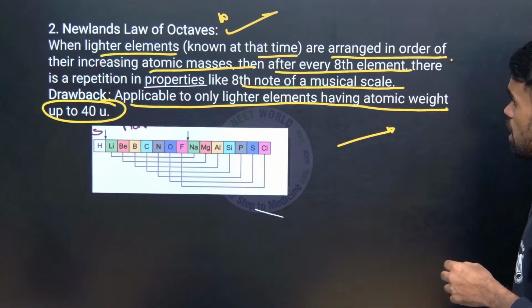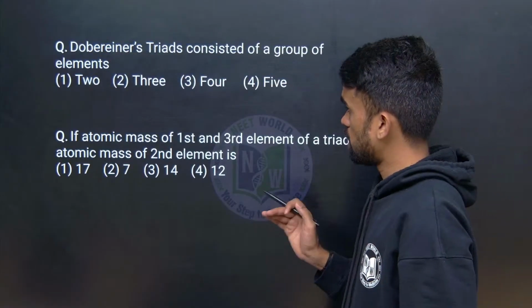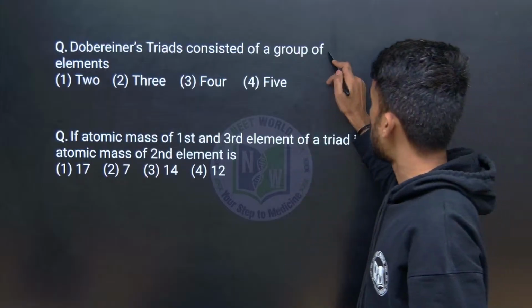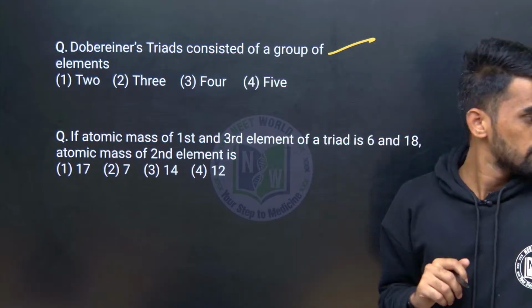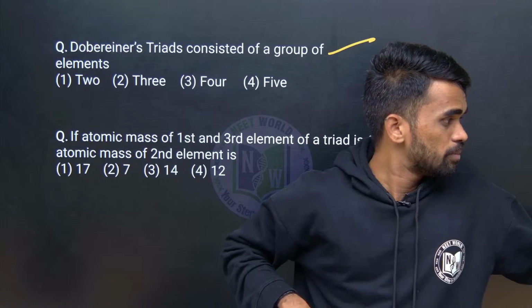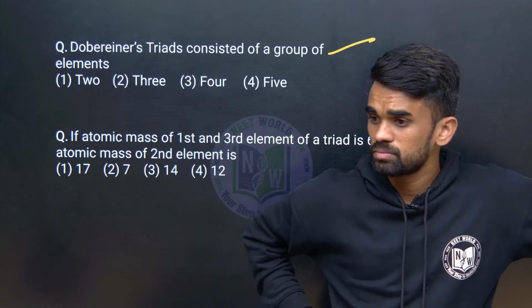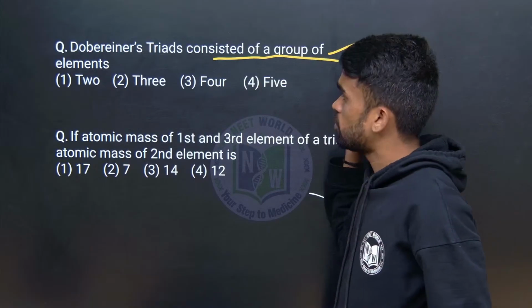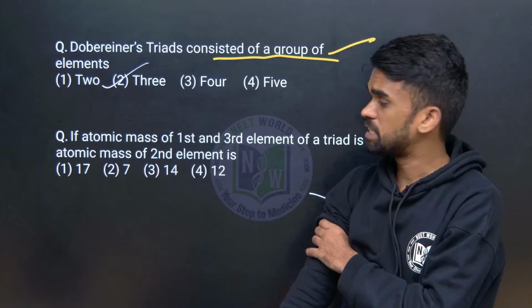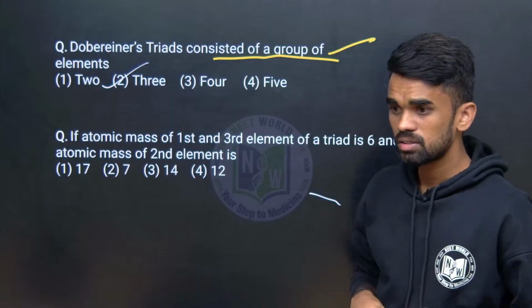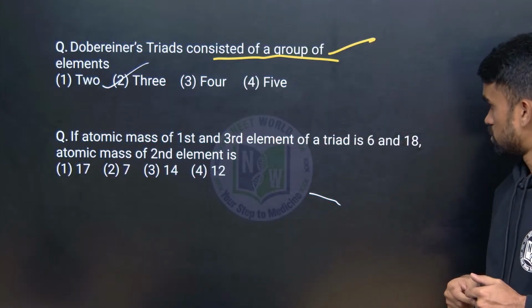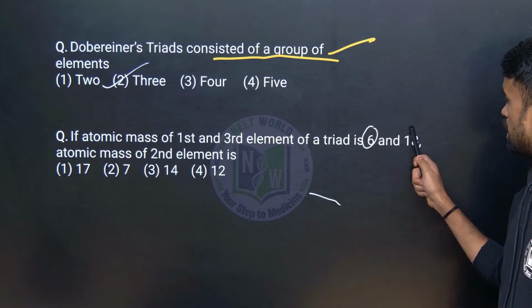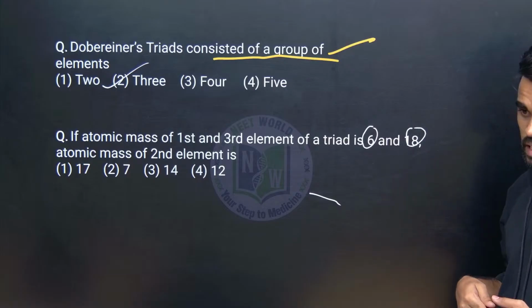Then next, we will go to Mendeleev. Before that, tell me the answers for these questions. Easy answers, tell me what the answers are. Dobereiner's triad consisted of a group of 3. Next, 6 and 8. Then the atomic mass of the second is how much?